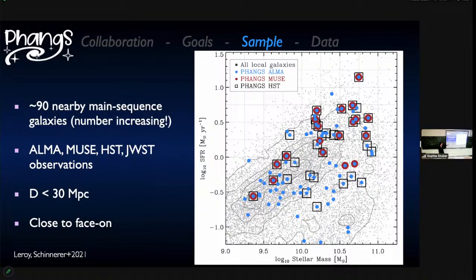And all of these galaxies are nearby, so less than 30 megaparsec, so that we can actually resolve the structures well, resolve potentially also some larger molecular clouds in there. And they're close to face-on, so that we can also see the structures and, for example, see the difference between the arm and interarm region, and really see how that correlates with molecular gas. Okay, so this is how the galaxies are selected.